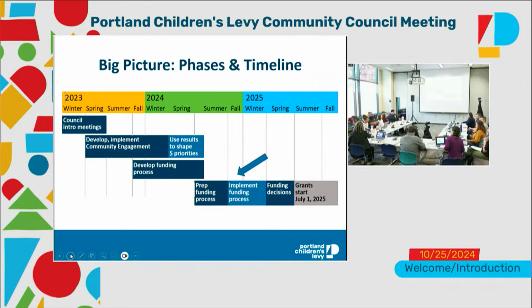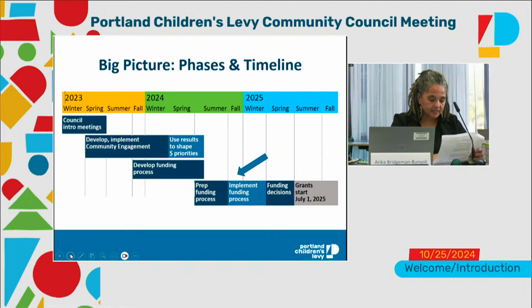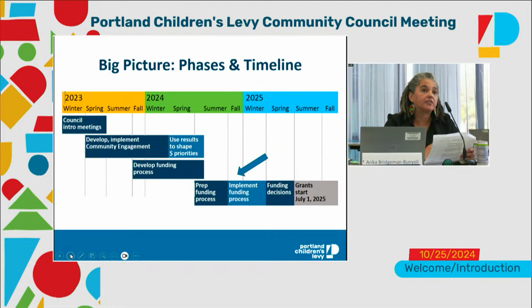Okay, great. So now we're going to get into talking about where we've been and where we're going. The slide that we're looking at now is illustrating the big picture phases and timeline of the Levy and the community council work that you have been doing, some of which you've already accomplished and some of which is still coming. During our 2 years together, you made numerous process and product recommendations. We know this work can sometimes feel abstract and theoretical, so we wanted to walk you through the Community Council's recommendations and what they've meant in practice.